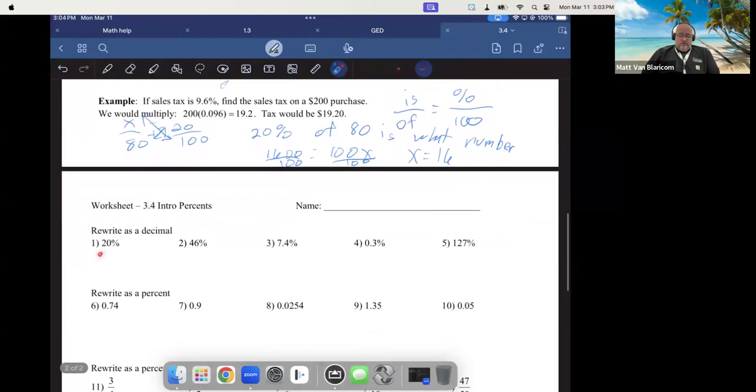So we're going to start here with rewrite as a decimal. And on that, I'm going to remember that percent means per cent, per 100. With that in mind, I'm going to write 20 point, and it'll be 0.0. I don't need to add the 0, but it'll be 20. Now, I'm going to move this decimal to the left, because what I'm writing here is 20 out of 100. So this would be 0.20.